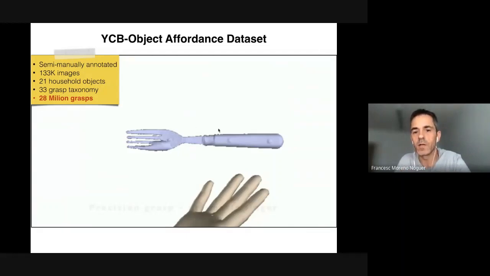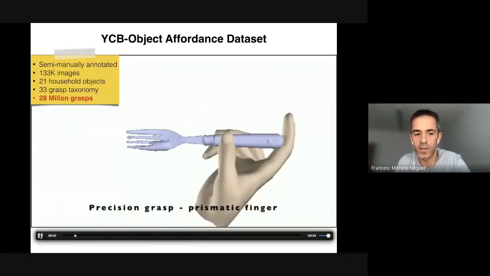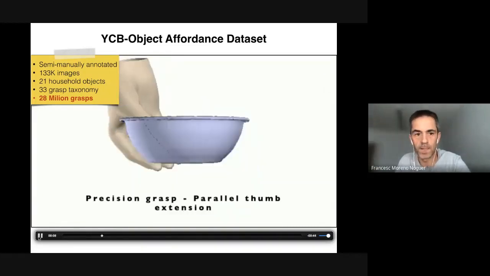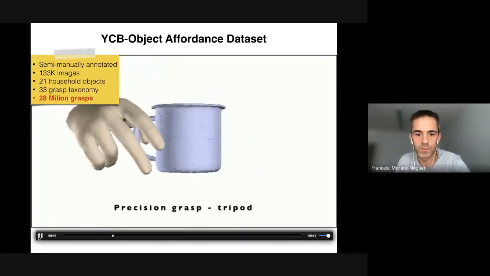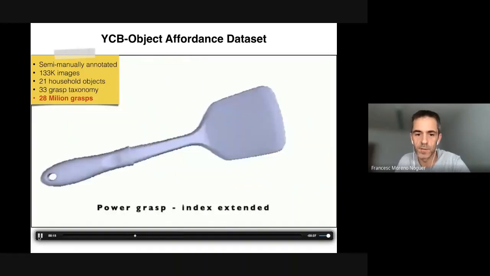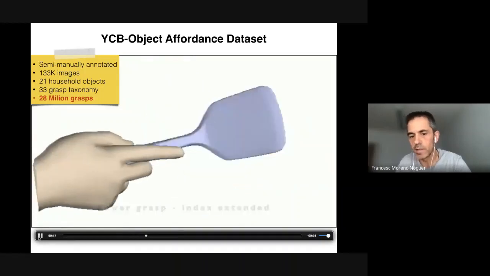What we did was take some 3D models of objects and annotate them with different kinds of grasp. Here you see on the bottom the name of the grasp. We annotated with a taxonomy of 33 different grasps, and we annotated these objects one by one. This is, for instance, a precision grasp. This grasp is called power grasp. This is a power grasp with the index extended.